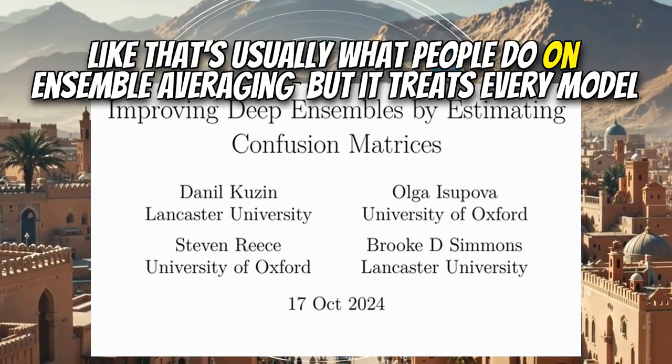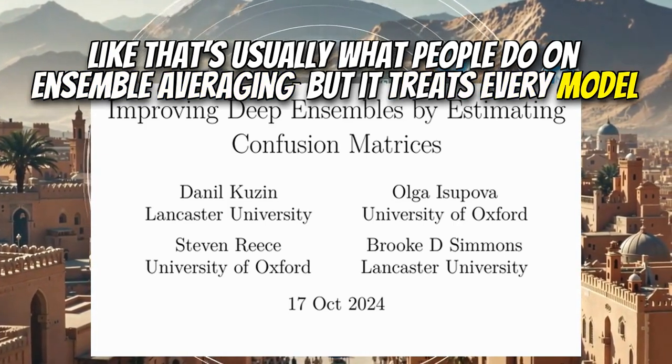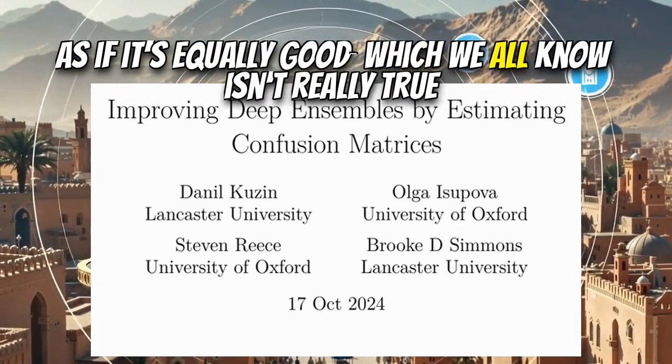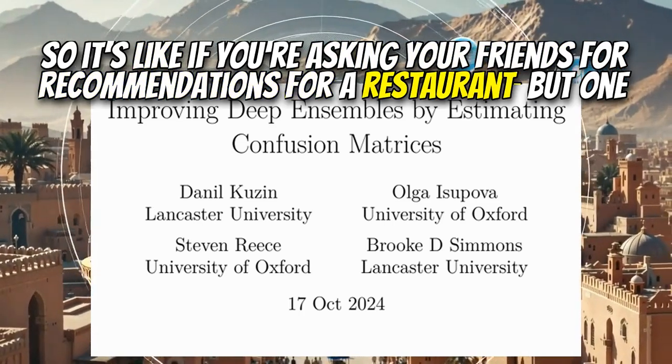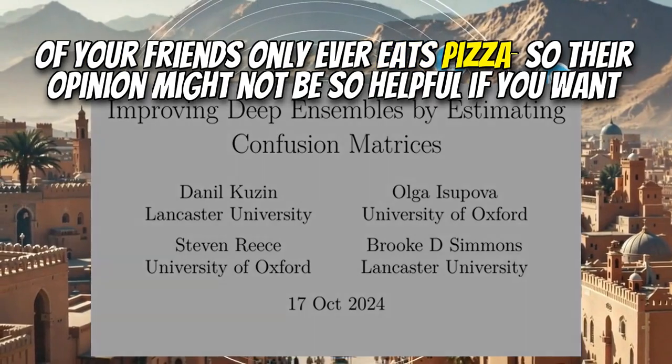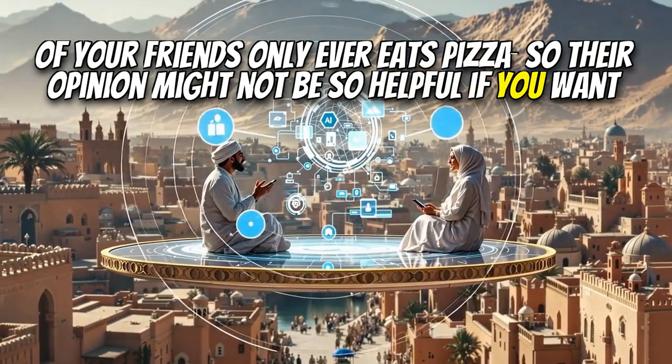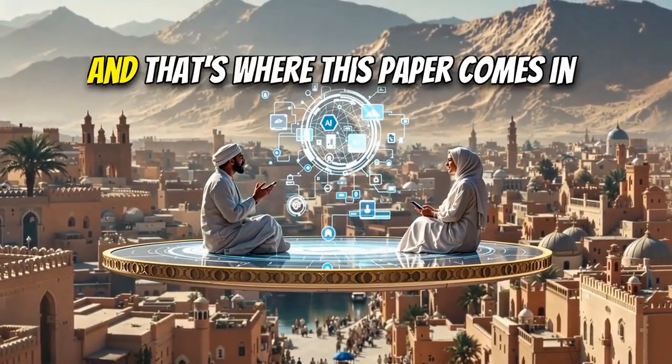That's usually what people do, ensemble averaging, but it treats every model as if it's equally good, which we all know isn't really true. So it's like if you're asking your friends for recommendations for a restaurant, but one of your friends only ever eats pizza, so their opinion might not be so helpful if you want sushi. Totally. And that's where this paper comes in.